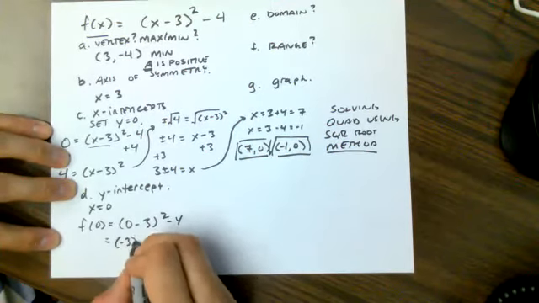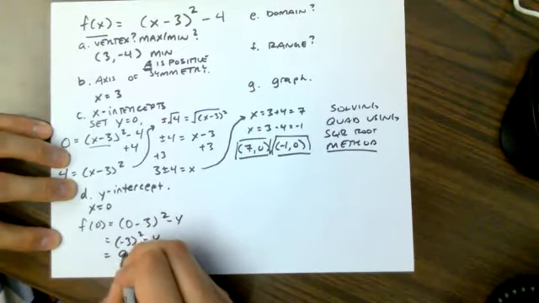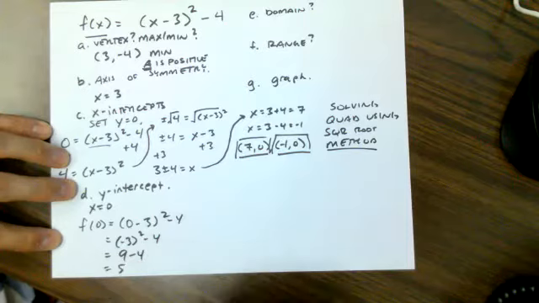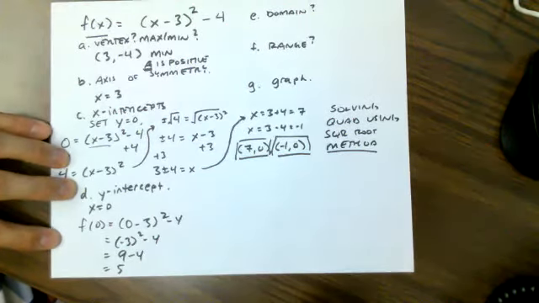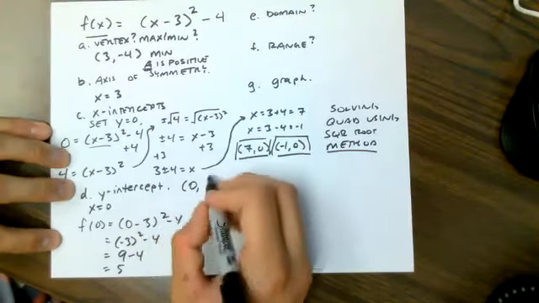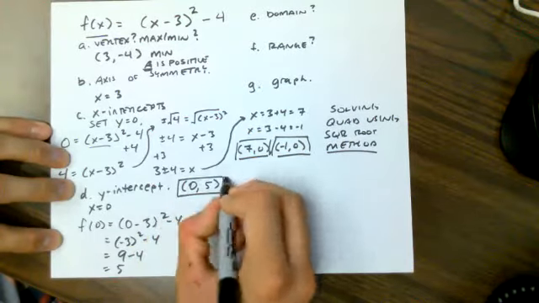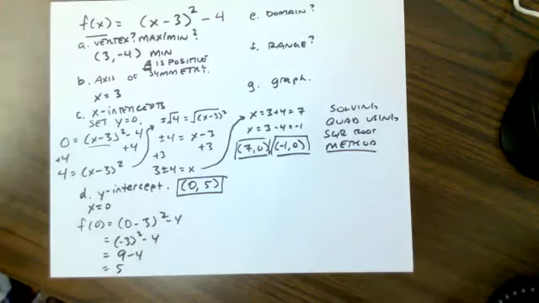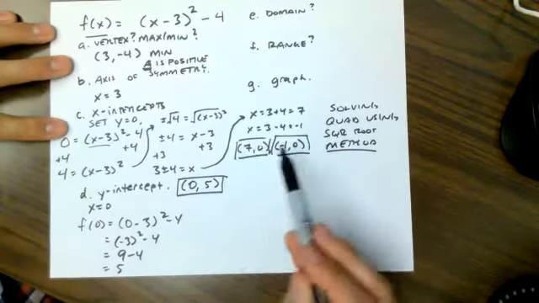So we get negative 3 squared minus 4, 9 minus 4. Looks like we get a positive 5. Okay, so the y-intercept, that's when x equals 0, y equals a positive 5. Now what's nice about these, this gives us 3 more coordinates on the graph.